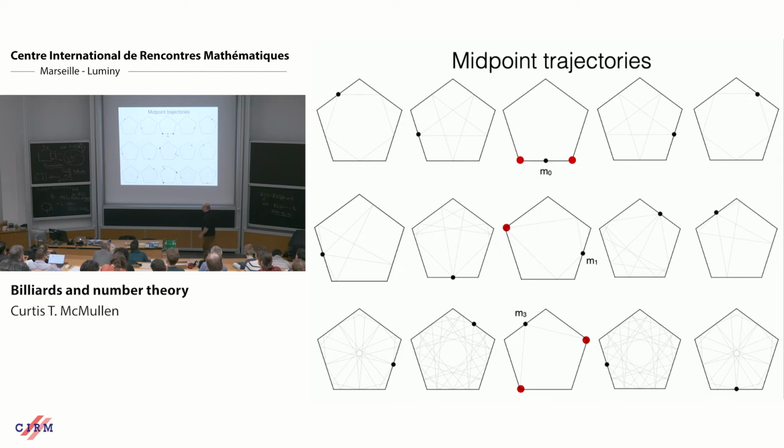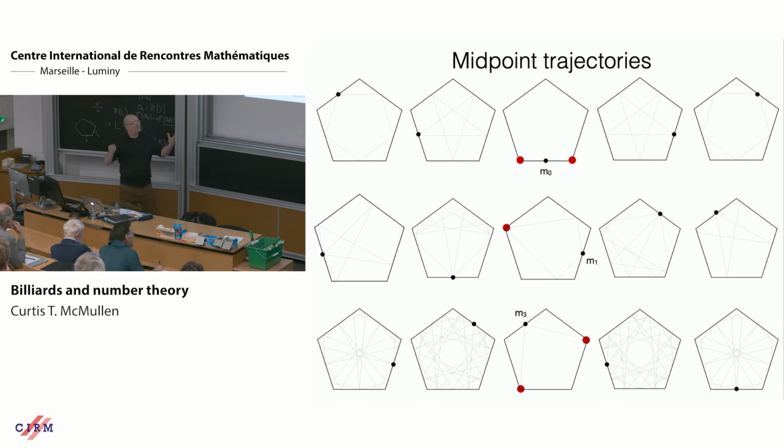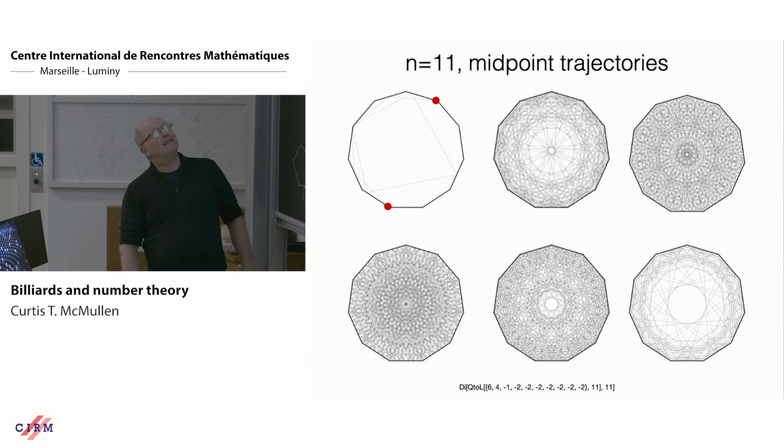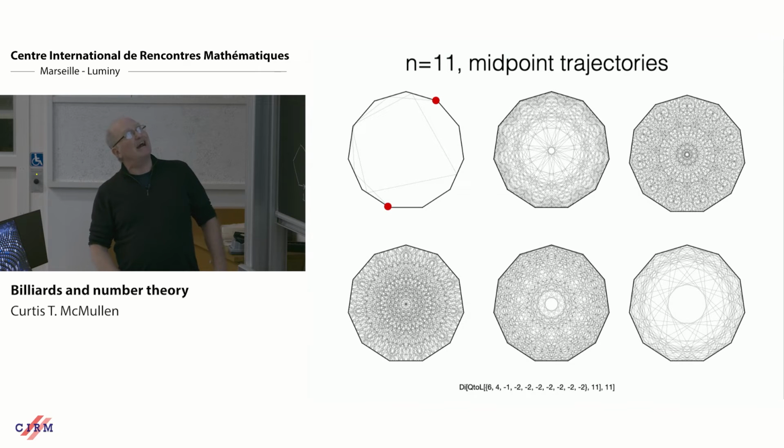OK, so we now have a new question we can ask, which is, given a slope, how do I figure out which of these disparate behaviors occurs for the different midpoints? In particular, how do I find the special midpoint where I get a vertex connection rather than a genuine closed trajectory? And by the way, this phenomenon becomes even more striking if you go to, say, 11 sides.